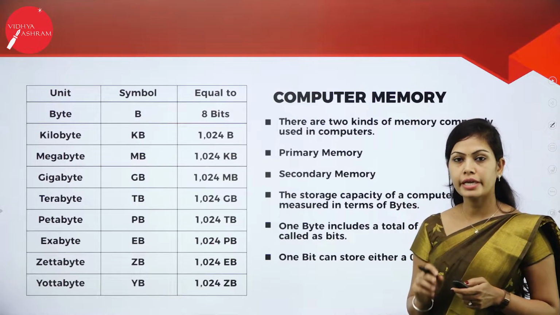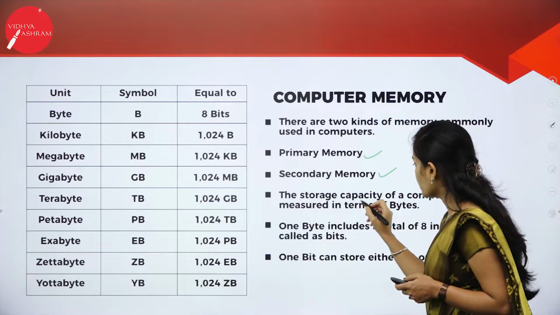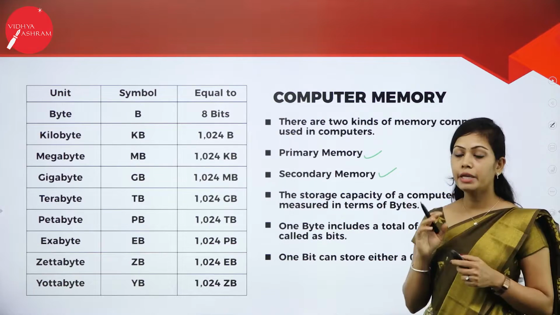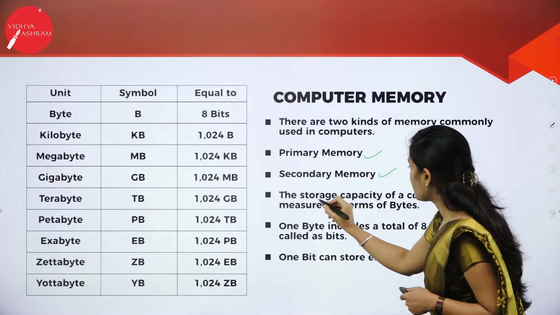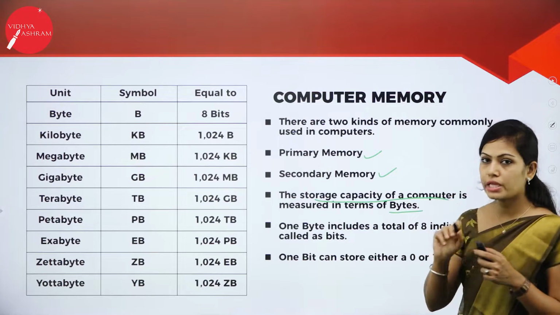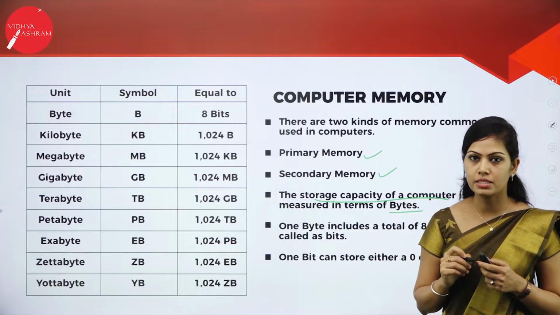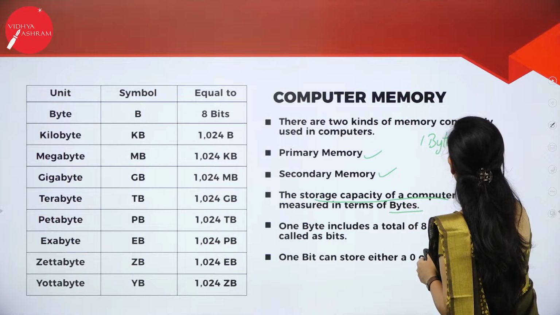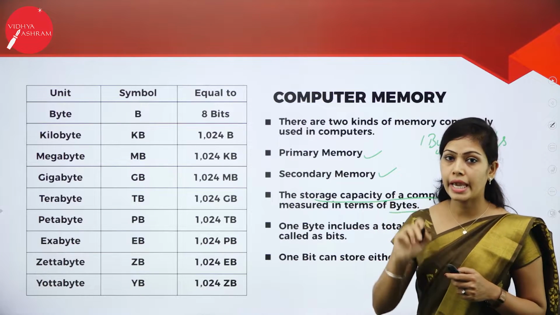Computer memory can be classified into primary memory and secondary memory. In primary memory and in secondary memory, we can store the data. The storage capacity of a computer is measured in bytes. So what is a byte? 1 byte is equal to 8 bits.